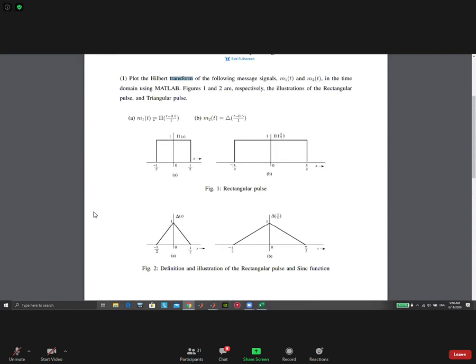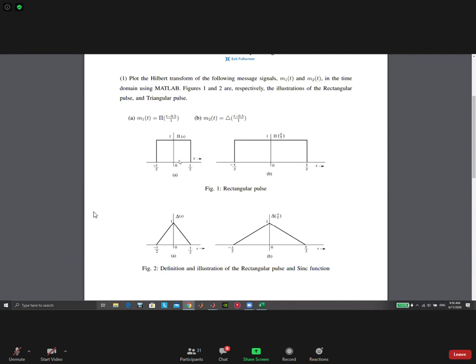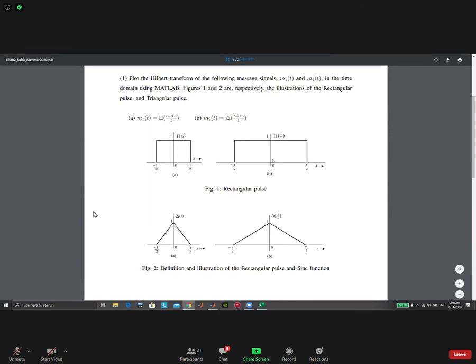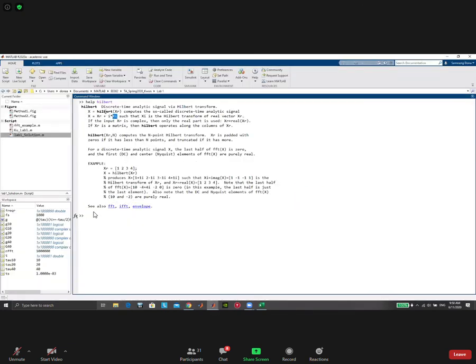So that's one. There are only two functions here, 1 and 2. And for number 2, we plot the spectrum of the Hilbert transform using MATLAB, and just do the usual FFT routine of these two and the Hilbert transform. That's the XI over here that you get from using the function Hilbert.